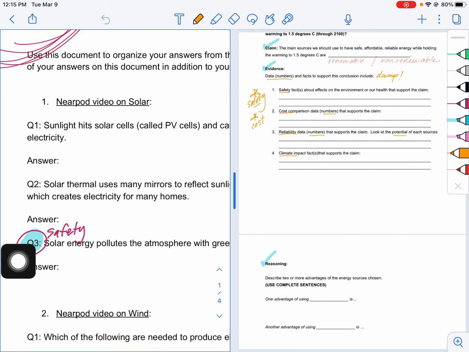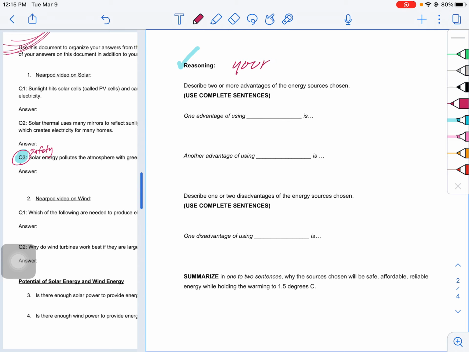So then the second part, or the third part rather, the reasoning, this is where you're putting together both your thinking and the evidence. Okay, so you're taking stuff from that part 2, right up above, and including your explanation into it.